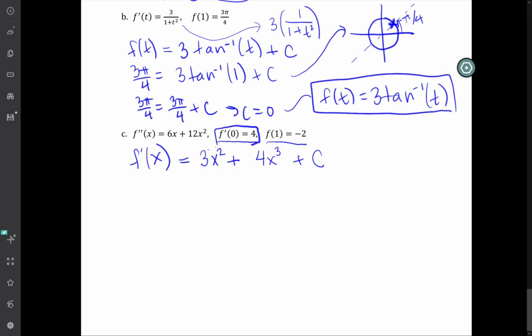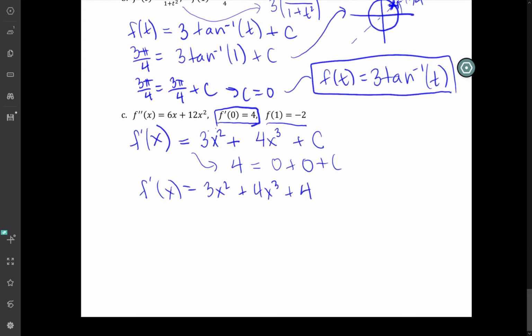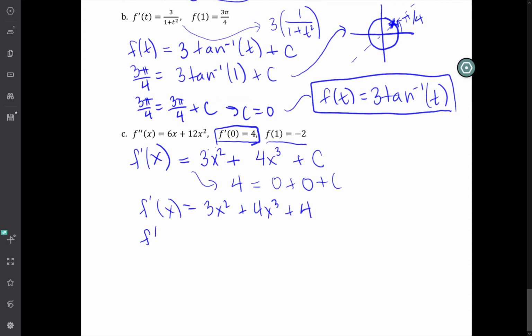So here, since it is f prime information, I'll go ahead and say 4 is equal to 0 plus c, which means c equals 4, and f prime is equal to 3x squared plus 4x cubed plus 4. Okay, so that's great for f prime, but our goal is to get to f. So let's take the antiderivative again. And let's say, okay, so we had an x squared, we'll want an x cubed. The derivative of that would give us 3x squared, which is perfect, so we're set.